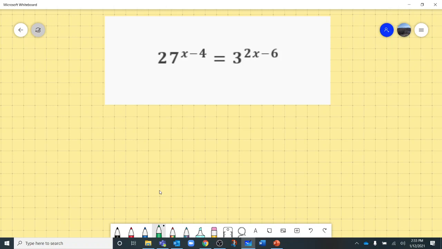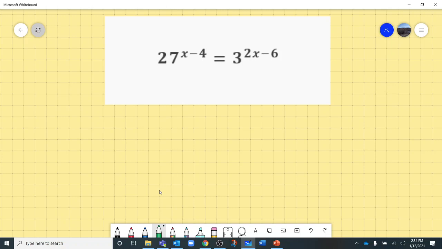Okay, so this one I think is a lot of fun, and it's because I'm weird. We obviously can't say, okay, x minus 4 equals 2x minus 6 because we have different bases, right? So what can we do with this? And this is actually something that they will tell you will be on tests like the SAT or maybe the ACT as well. I haven't taken any tests like that for a while.